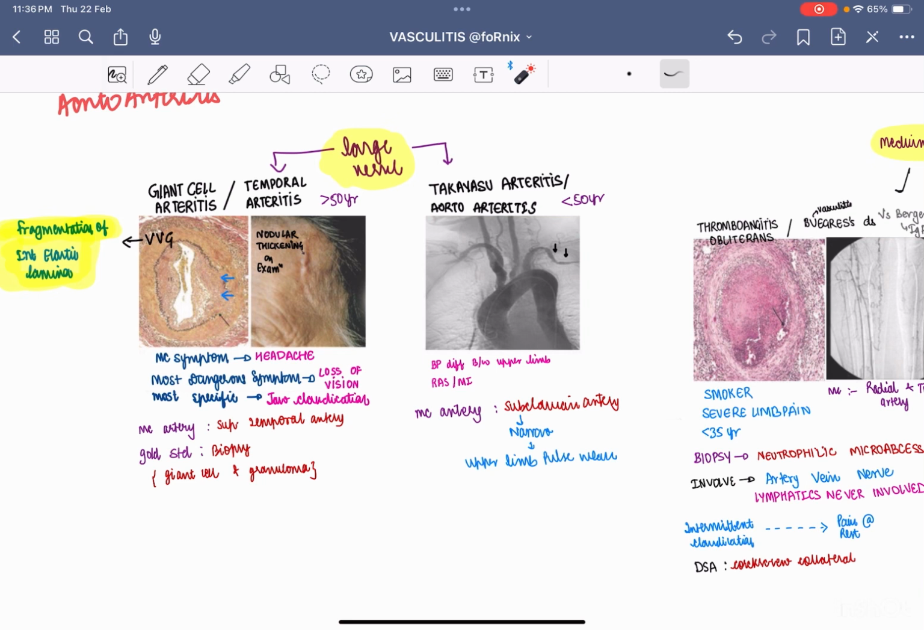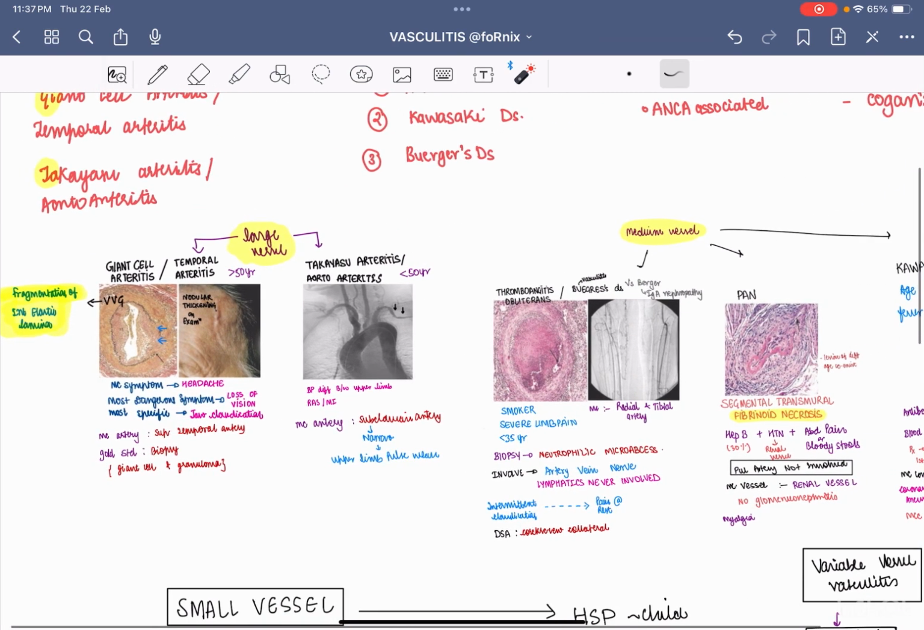In Takayasu arteritis, there is a BP difference present between the upper limbs. As we know, the most common artery is the subclavian artery, so it can get narrowed and the upper limb pulse becomes weaker and weaker. So the major difference between the two is, first, the age difference, and second, the artery that is involved. Okay, so our large vessel vasculitis is sorted.